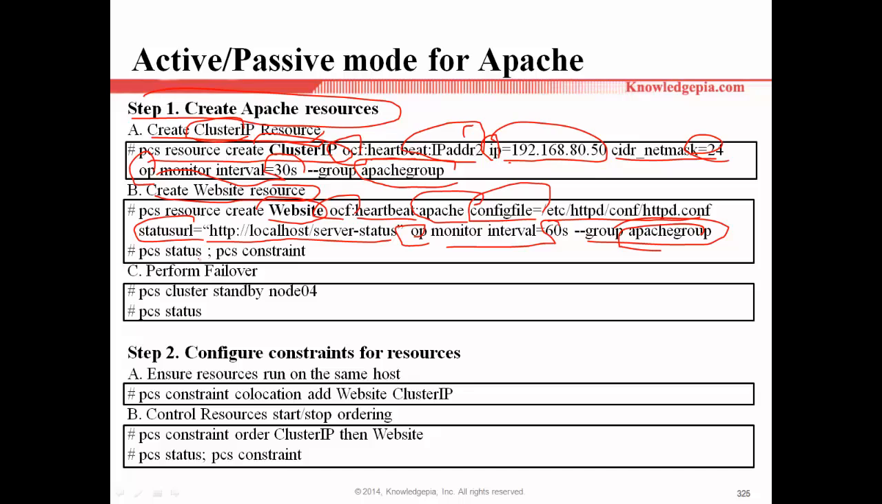After that, if we want to check these resources, we can use commands like pcs status or pcs constraint. Then we test performing a failover, like this, with cluster standby on node 4. When we create these resources, they are enabled automatically and run on node 4 and node 5. We can test the failover using the standby command, and then check pcs status.